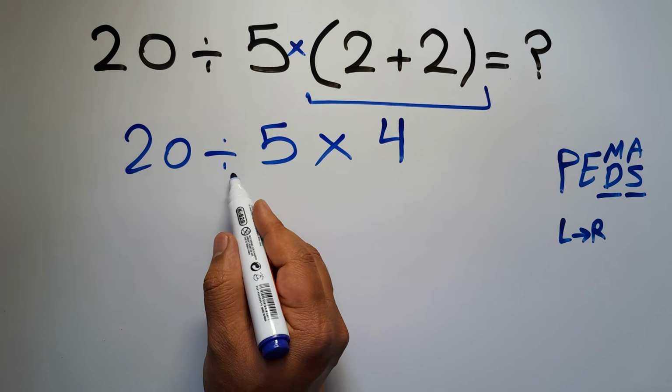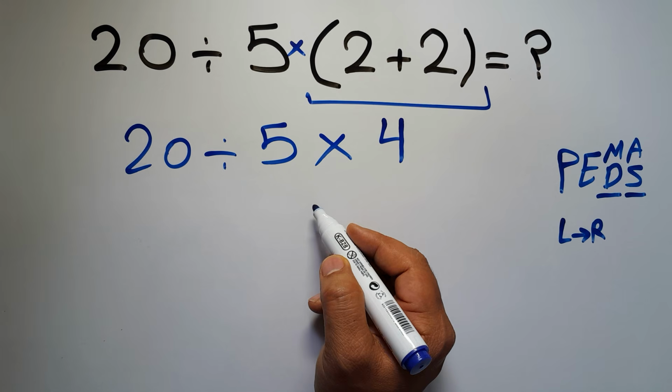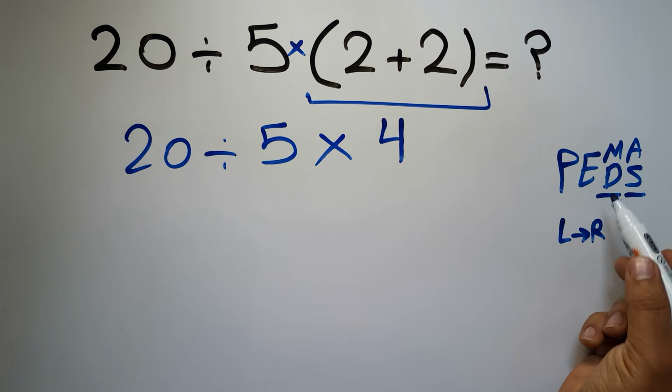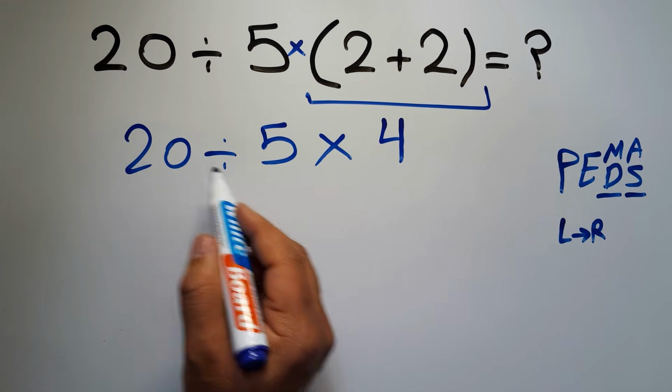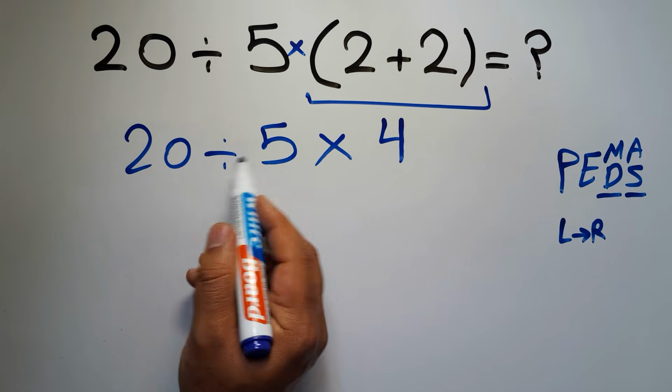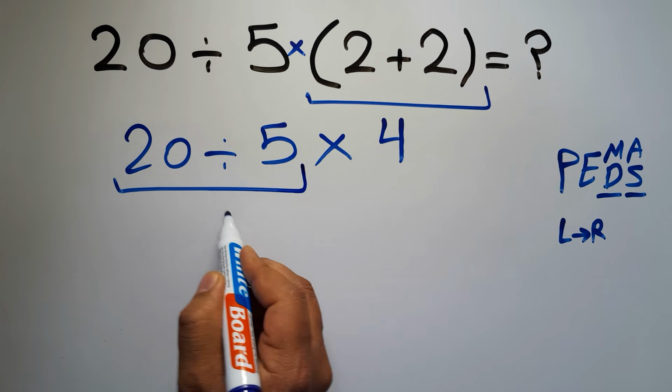Now we have one division and one multiplication. As I said, multiplication and division have equal priority and we have to work from left to right. So here first we have to do this division. 20 divided by 5 equals 4.